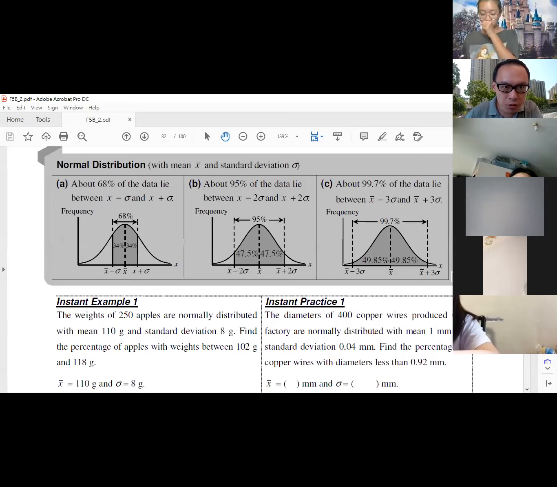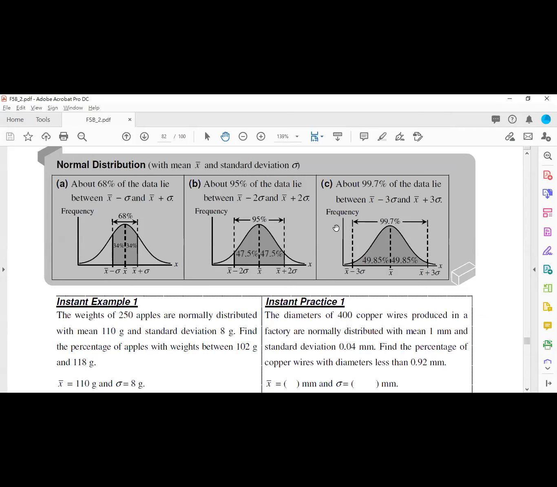Okay, so let's come back to the math book, page 82. Last Friday, we were talking about the normal distribution, and the three numbers: 68%, 95%, and 99.7%, when you open a window of 1 sigma, 2 sigma, and 3 sigma, respectively.